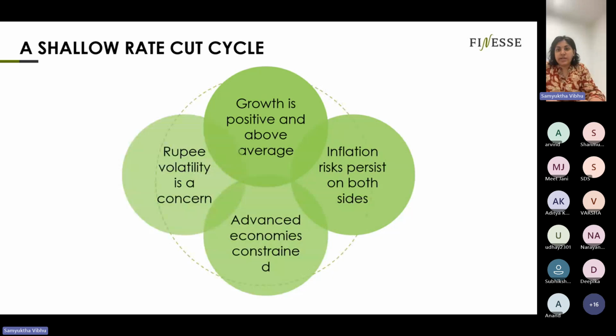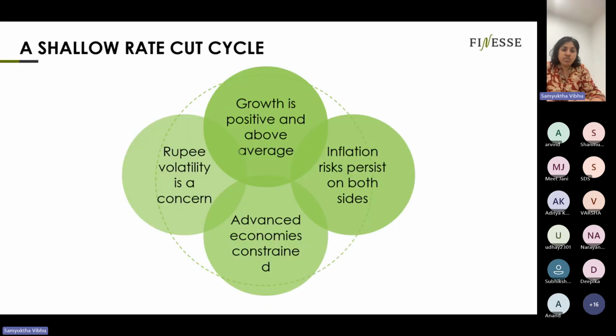So, what is our expectation? If we think about the nature of this interest rate cycle, I think the rate cuts are going to be rather shallow, right? So, why are we looking at a shallow rate cut cycle? One, I think it's quite obvious that growth is positive, right? We are not in a 2019 situation where the economy is decelerating, or in a COVID situation where you're talking about no or negative growth, right? So you are positive and you are above average or at the average level.